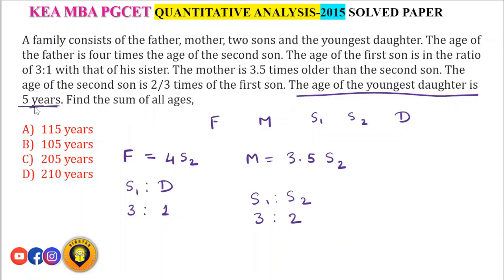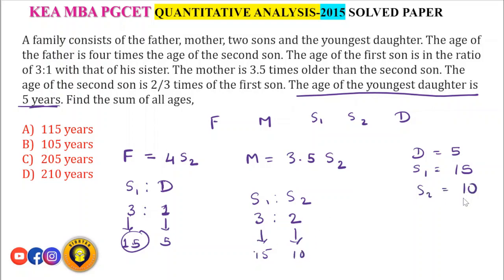The age of the youngest daughter is 5 years. So where is D here in our link? Here is the D, right? The age of the daughter is given as 5 years, so here it is 1 unit. If 1 unit is 5, then 3 units will be 15. That means the first son's age is 15 years, S1 equals 15. If 3 units is 15, then 2 units will be 10, since 2 fives are 10. So the age of the second son is 10 years.